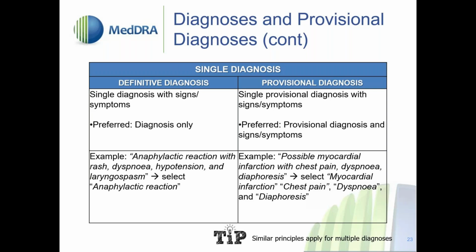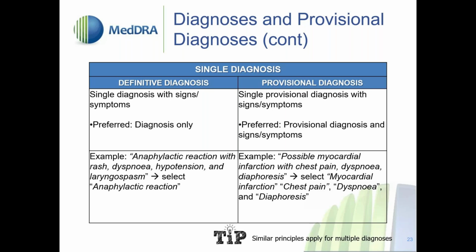And laryngospasm, by the way, is when you feel your throat is closing up and you can't breathe. So it happens in anaphylactic reaction. So here, the preferred option, according to the PTC guideline, is to only code the diagnosis because all of these signs and symptoms match this diagnosis, telling you that there was only one single medical event that happened here.